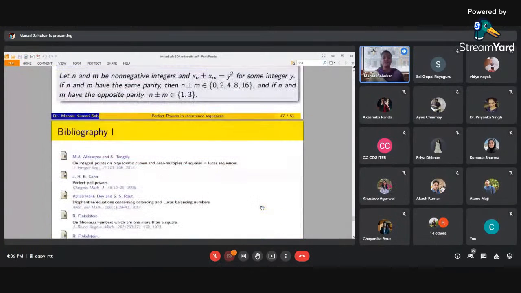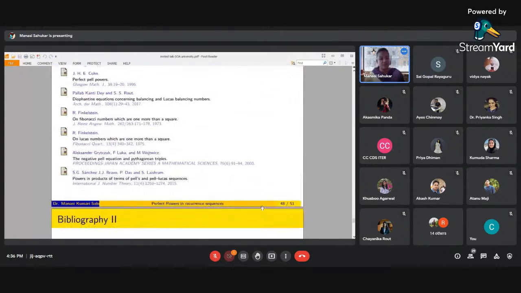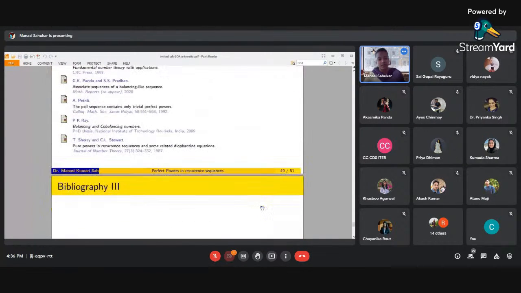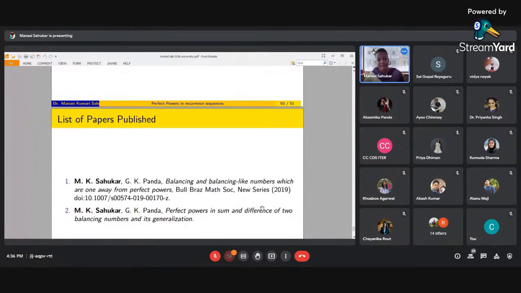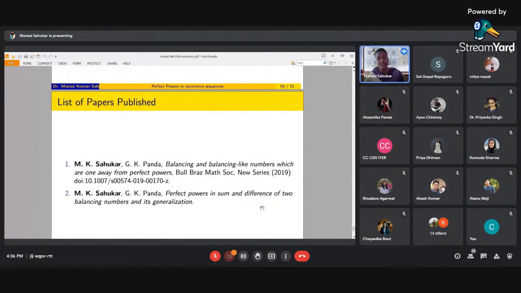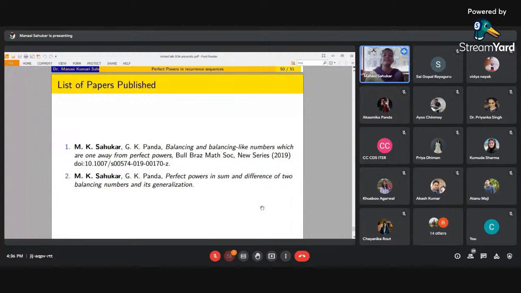So these are some references I have used. The first paper, "Balancing and balancing-like numbers which are one away from perfect power," was published in the Bulletin of the Brazilian Mathematical Society in 2019. And the recent paper, "Perfect power in sum or difference of two balancing or balancing-like sequences," is already submitted. It is under revision, by the way, so it's not published yet.